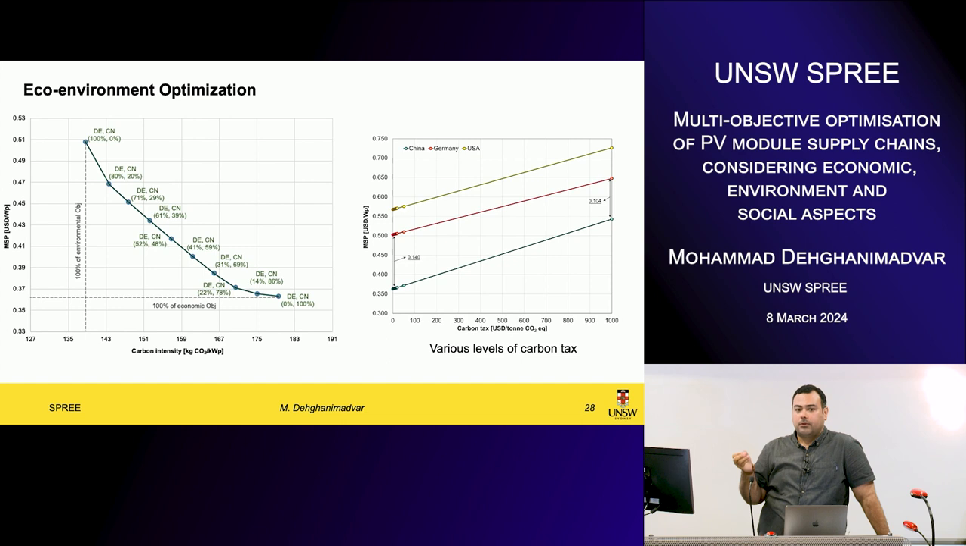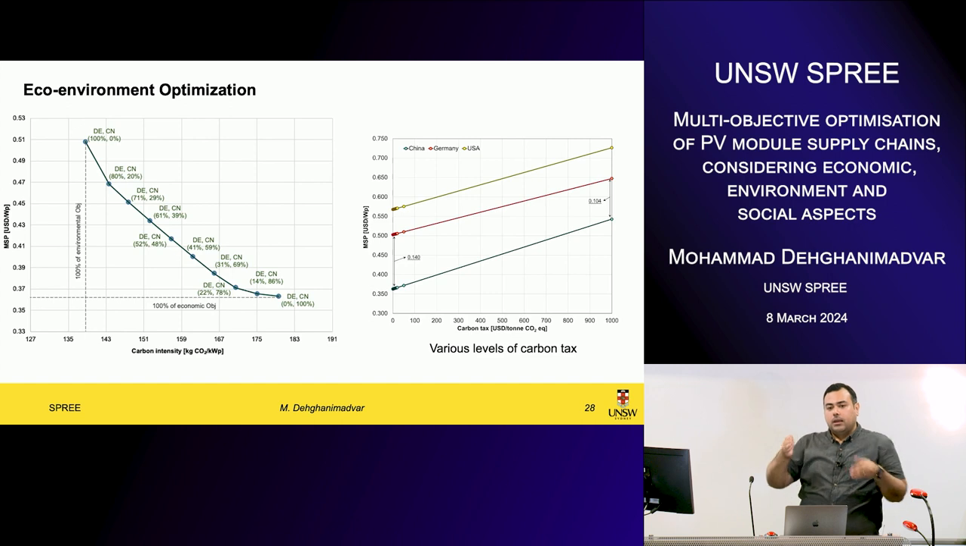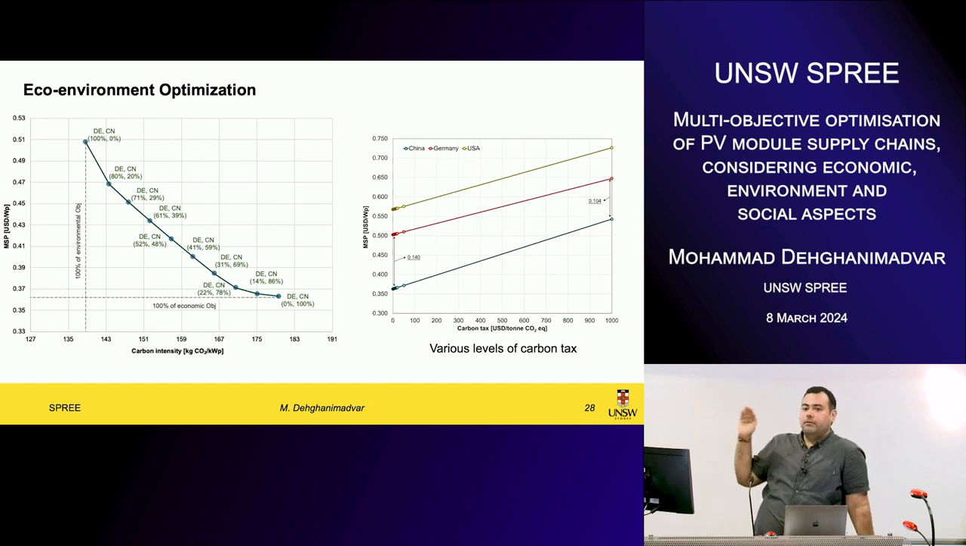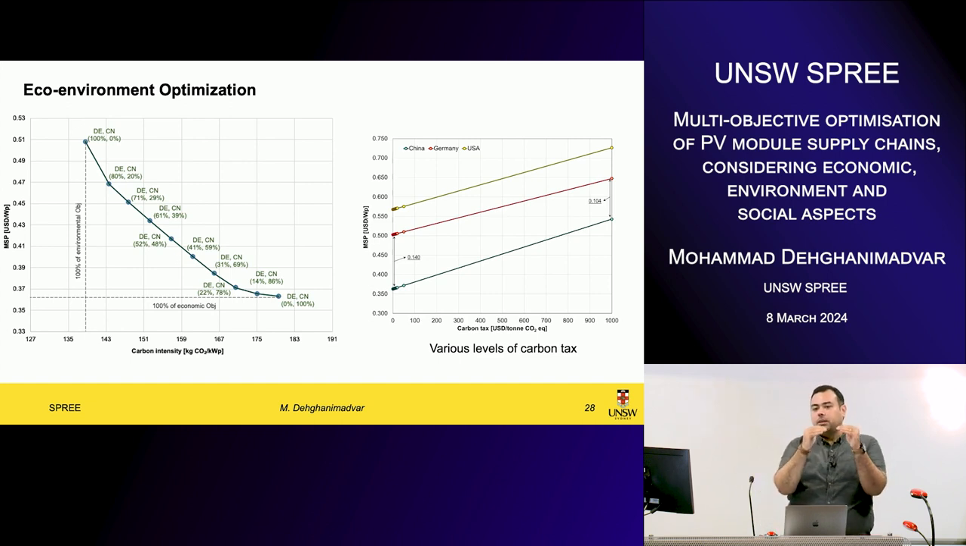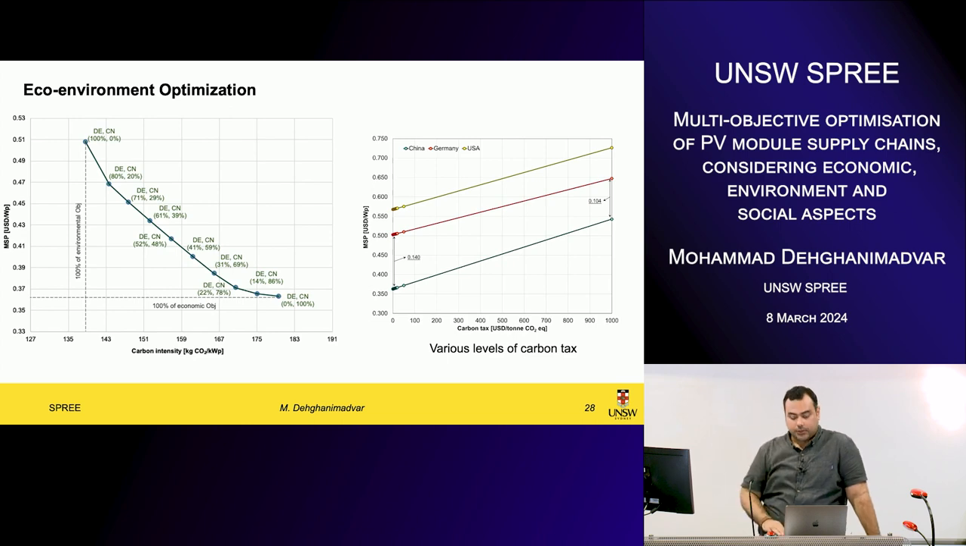I guess the most aggressive carbon tax right now is in Sweden or Norway, it's like $170. If we go to $1,000, it is not enough because the price of material is significantly different between China and Germany. And this is just for module assembly. If we impose a $100 carbon tax on imported material, we just shrink the price gap to 10 cents per watt. We still cannot compete when importing everything from Germany versus importing everything from China. Still China would be better, even if we impose a $1,000 carbon tax.